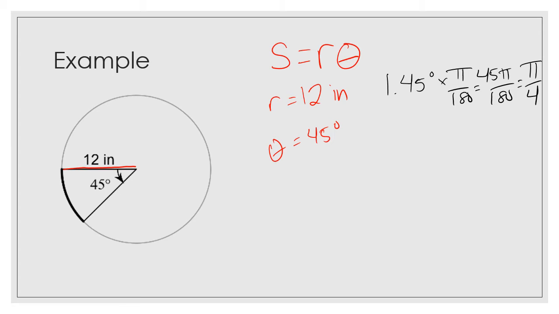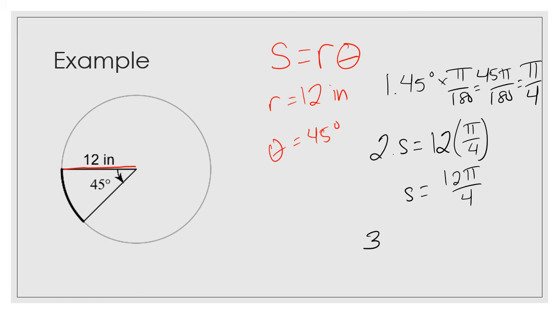My second step is just to plug everything into the formula. So plugging into S equals R times theta, S is my arc length, that's what I'm solving for. My radius is 12 inches, you can just do 12. And then my central angle in radians is pi over 4. So I get that S equals 12 pi over 4. Then my last step, calculate and reduce. 12 over 4 reduces to 3. So I have 3 pi.